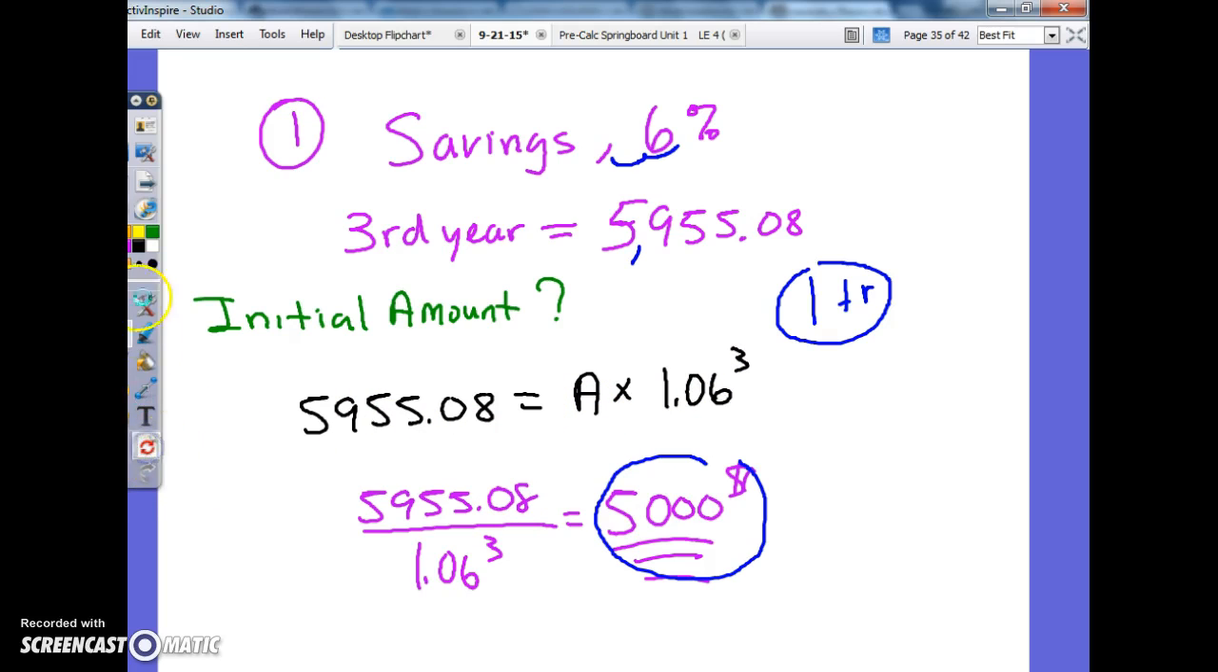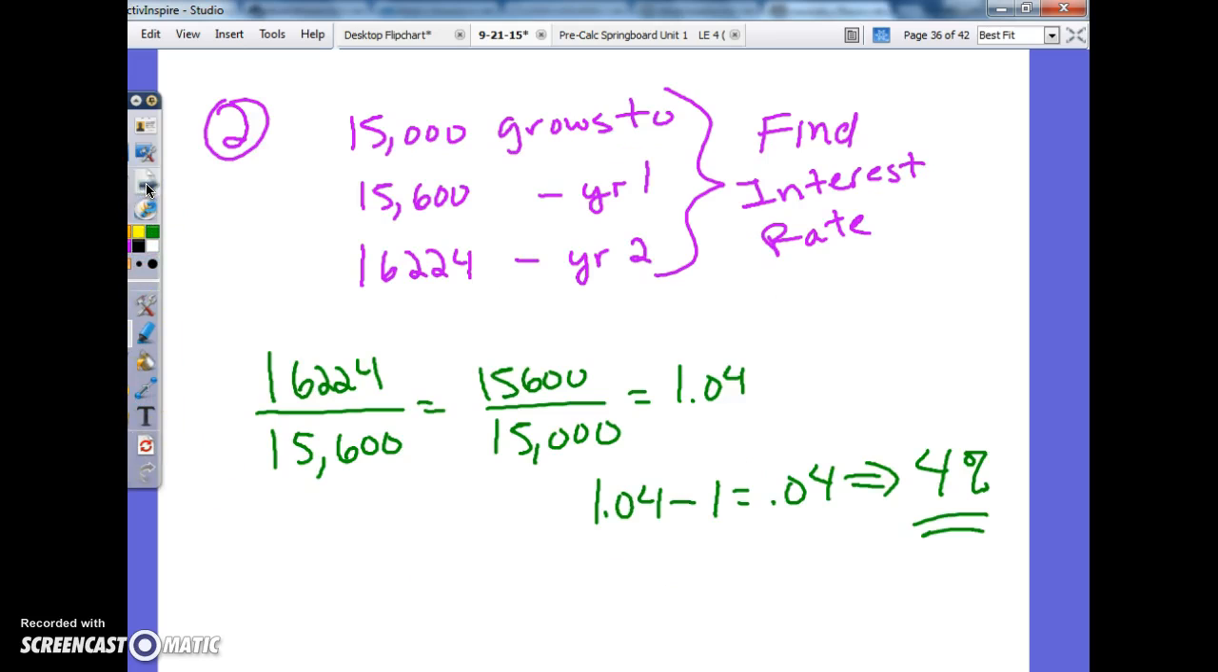All right. Second problem. I've got $15,000, and it grows to $15,600 in year 1 and $16,224 in year 2. Find the interest rate. Well, basically, here's my sequence: 15,000, 15,600. Here's my term 1, 2, 3. I take term 3 divided by the previous term. That should equal the same as 15,600 divided by the previous term, and both this and this is 1.04.